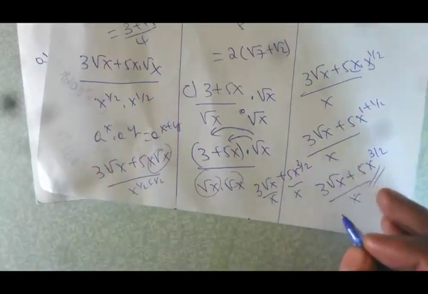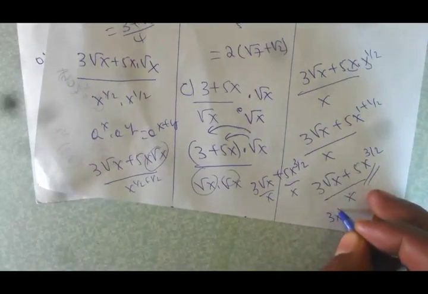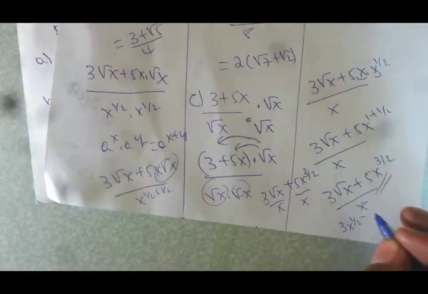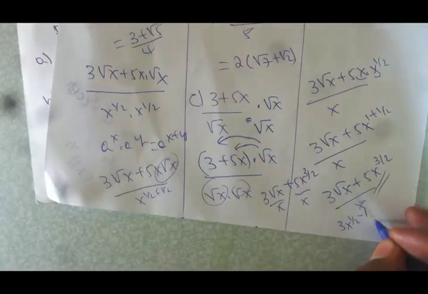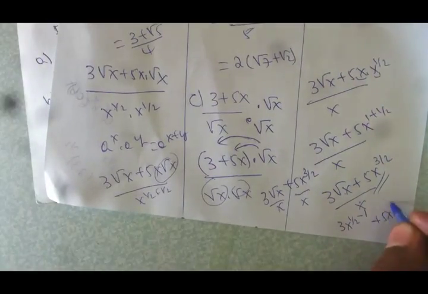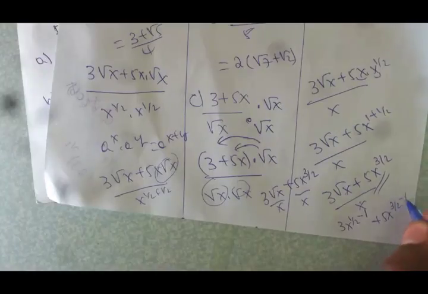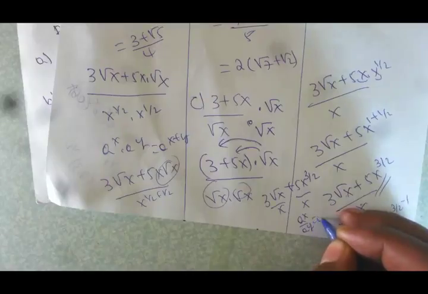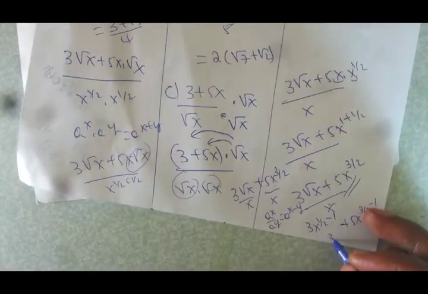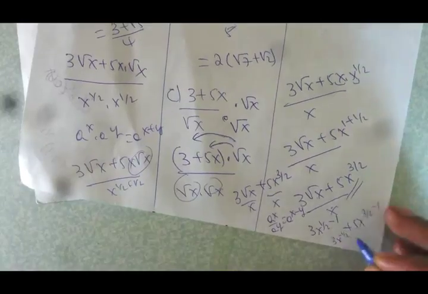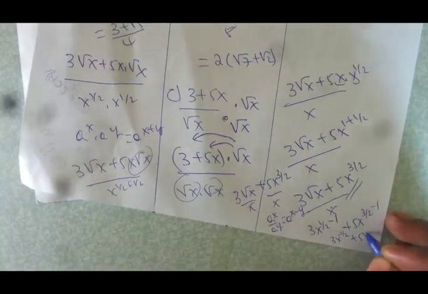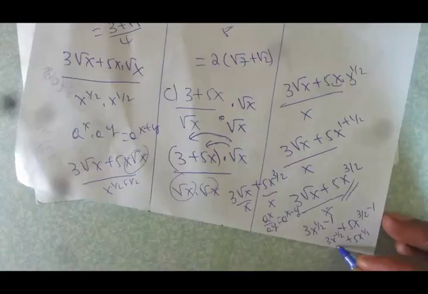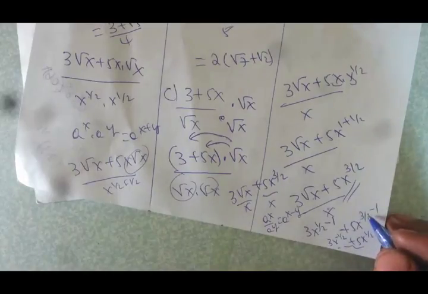This also can be factorized: 3 x raised to 1 over 2 minus 1 plus 5 x raised to 3 over 2 minus 1, because a raised to x over a raised to y can be written as a raised to x minus y. Therefore, 3 x raised to minus 1 over 2 plus 5 x raised to 1 over 2. This is our final answer.